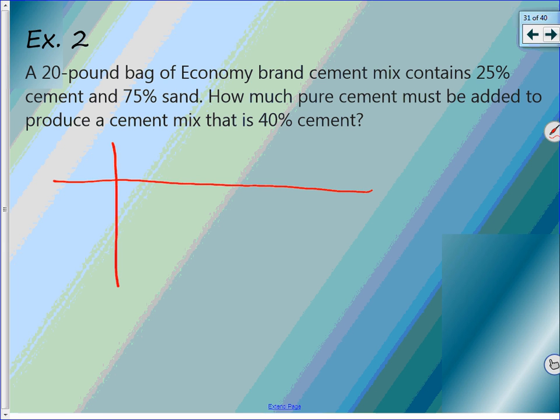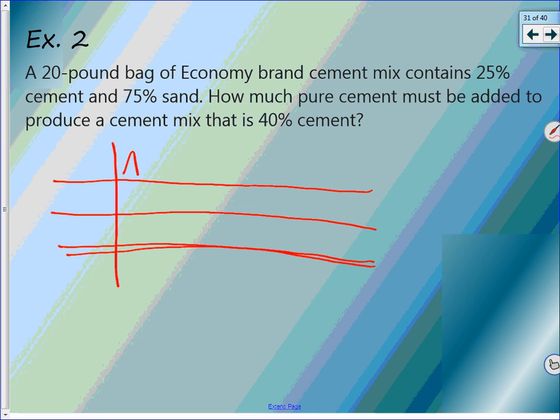So we're gonna do, and my last row is a double line, and it's amount times percent equals, and this is gonna be, we're talking about percents of cement, so now it's not amount of antifreeze, it's amount of cement. Okay.